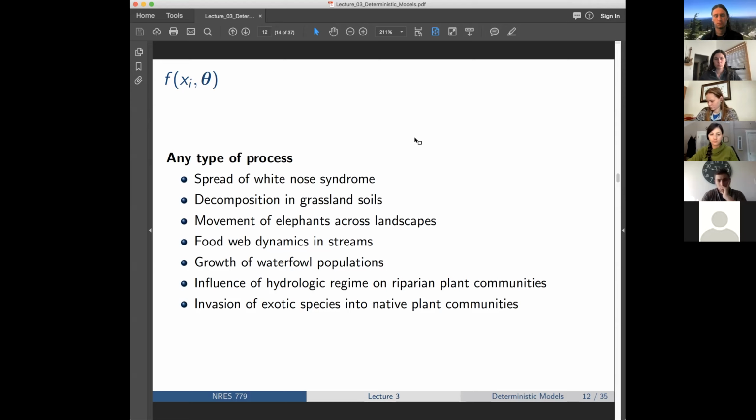Decomposition of grasslands and soil. So if there's some function that describes how grassland decomposes. The movement of elephants across landscapes. So how an individual animal, how would you write out a function to describe how an individual animal moves from one spot to the next?